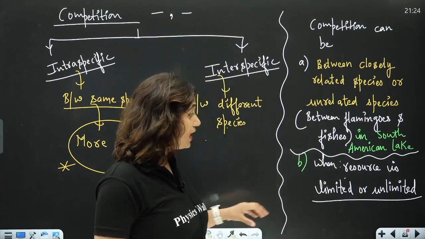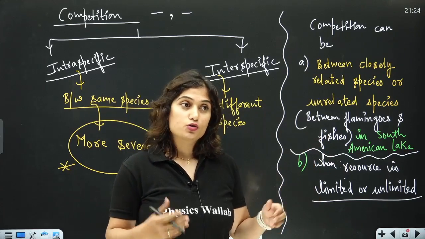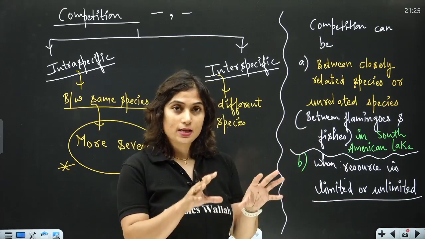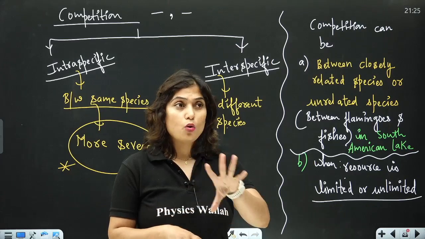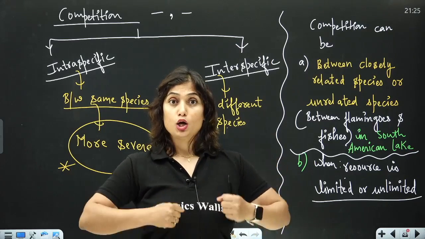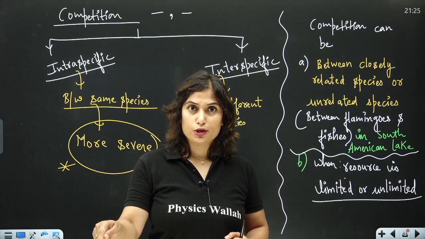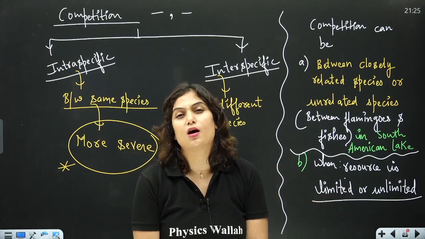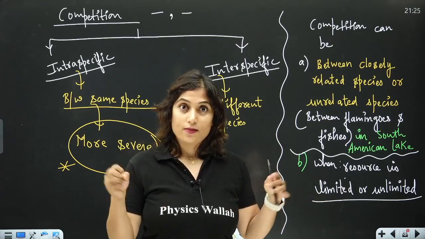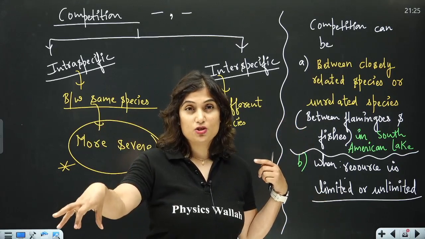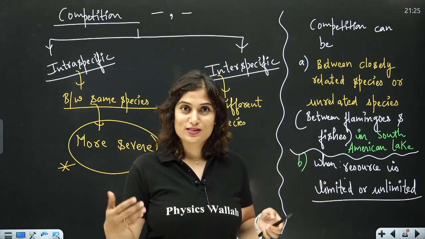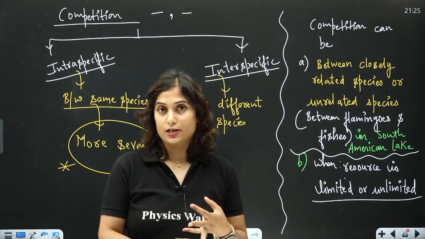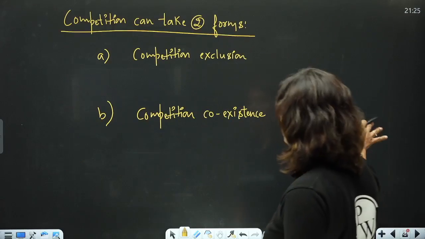Important example. Competition can be seen when the resources are limited as well as when the resources are unlimited. Sometimes in an ecosystem there is no problem of resources, but a superior species does not allow the inferior species to use the resources. So in the presence of a superior species, the inferior species is unable to use the resources. There is no limitation of resources, but this species is unable to use them. So competition can be seen in limited resources conditions and in unlimited resources conditions. Okay? This question comes directly.